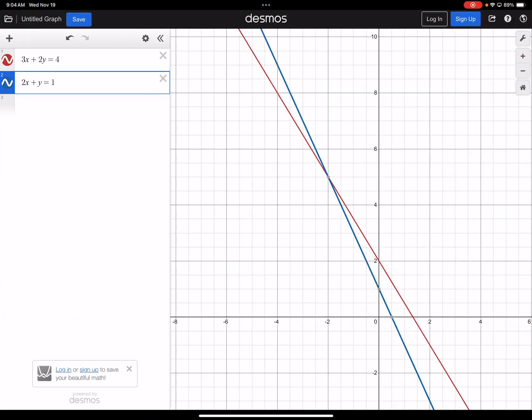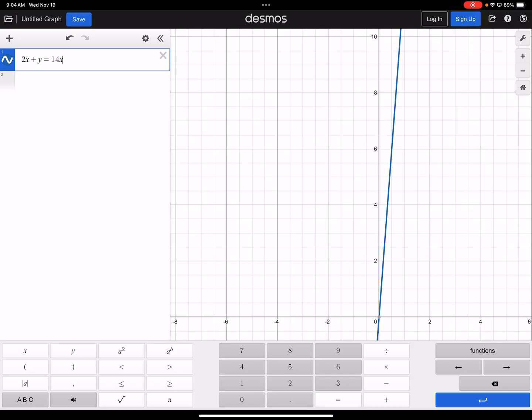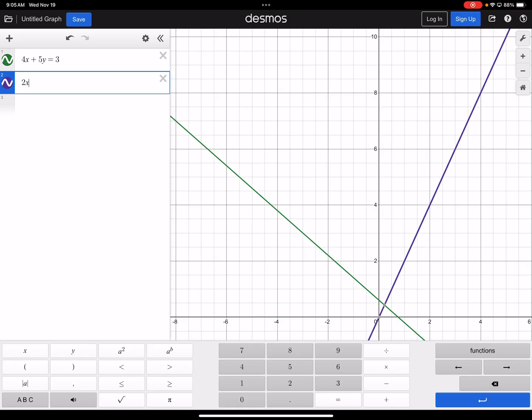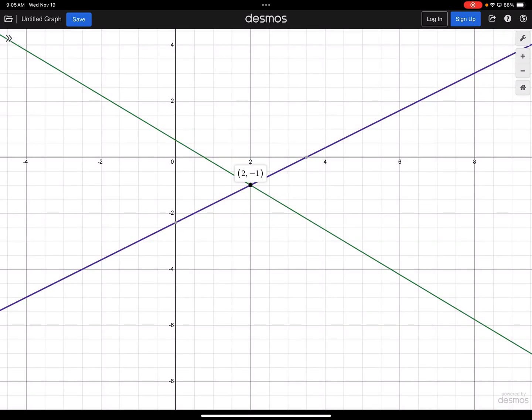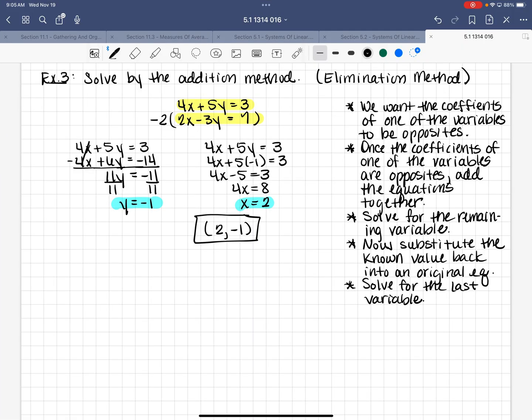Okay, I've got 4x plus 5y equals 3. We'll try that again. And then I've got 2x minus 3y equals 7. Okay, so I'm going to have to do a little move in here. That's the cool thing about Desmos. You don't have to set a window. You can just move around. You get the point (2, negative 1). Was that the answer we got? Okay. And we're good to go.